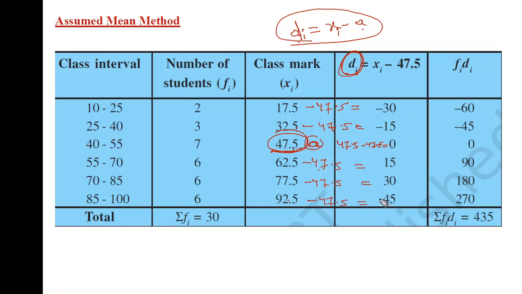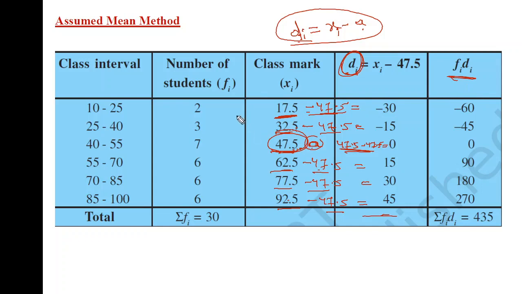Okay, now we have got di. Di is equal to who? Nobody but xi minus a. Look at all the cases: x1 minus a, x2 minus a, x3 minus a, here we have done x4 minus a, x5 minus a, x6 minus a, like this. Okay, so we have di. Now we have to find fi di. In the last section we were finding fi xi. In this case we will find fi di.